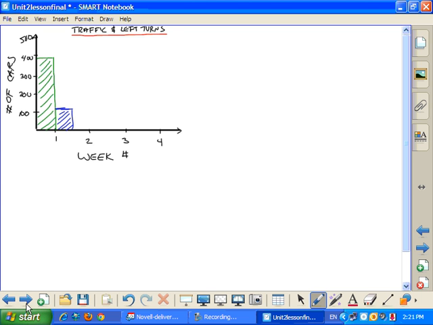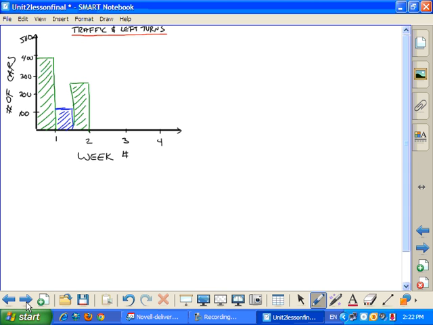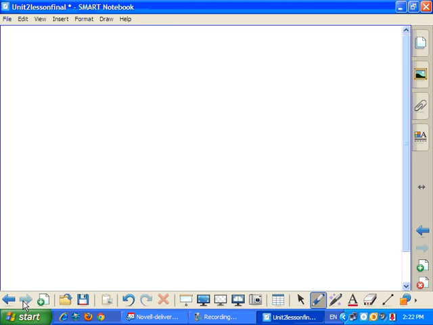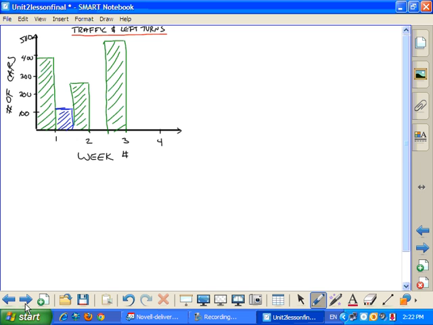All right. Week 2, doing it in green, goes up to 281. So 281, I'm going to say is about there. So that's how many cars came along in week 2. Then week 3, 484, is way up here. So you guys are going to have nice grid paper and rulers to do this in. And then the last one's 386, so just shy of 400. So about there.